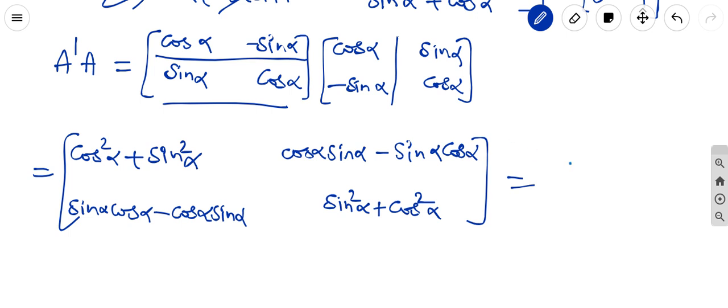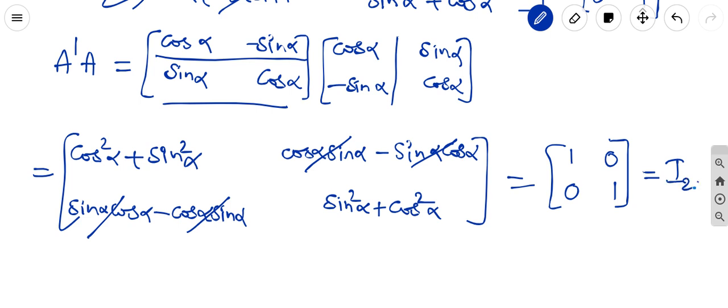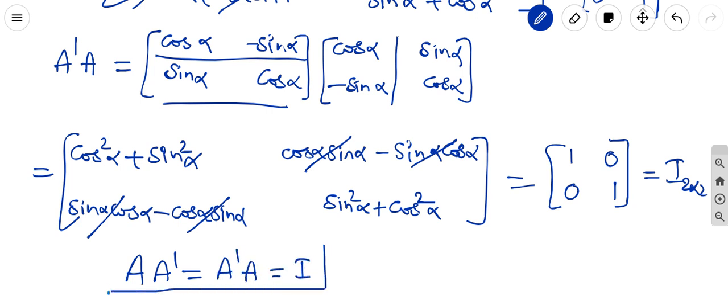From the trigonometric identity, cos square alpha plus sin square alpha is 1. Here two same terms with opposite signs become 0. Two same terms with opposite signs become 0. From the identity sin square alpha plus cos square alpha equals 1, it is also the identity matrix of 2 by 2 order. From this we can say that A A transpose equals A transpose A equals the identity matrix. It is proved.